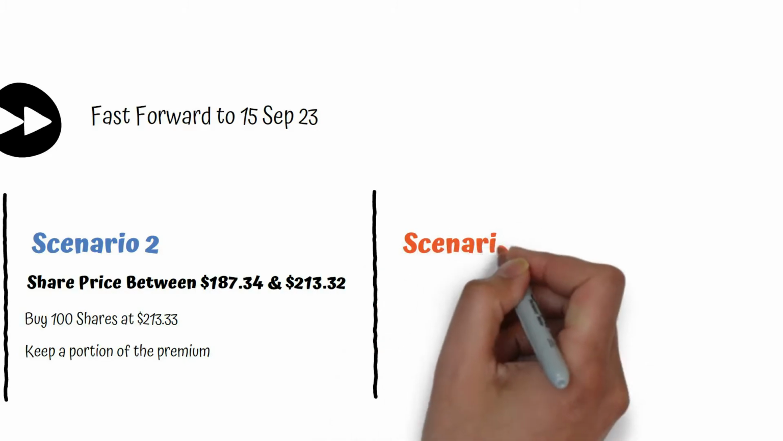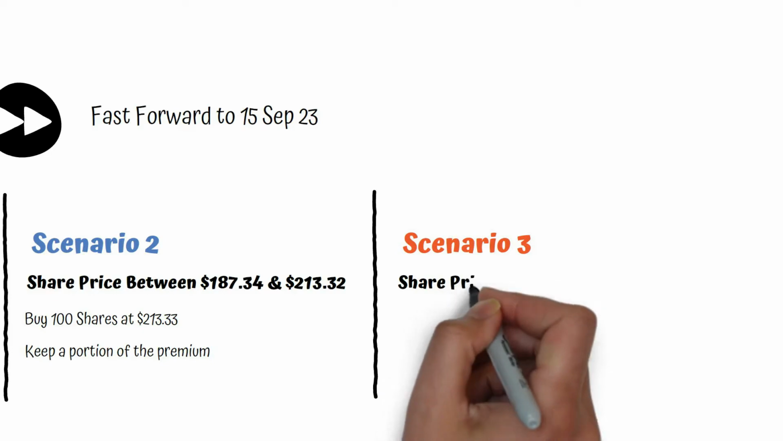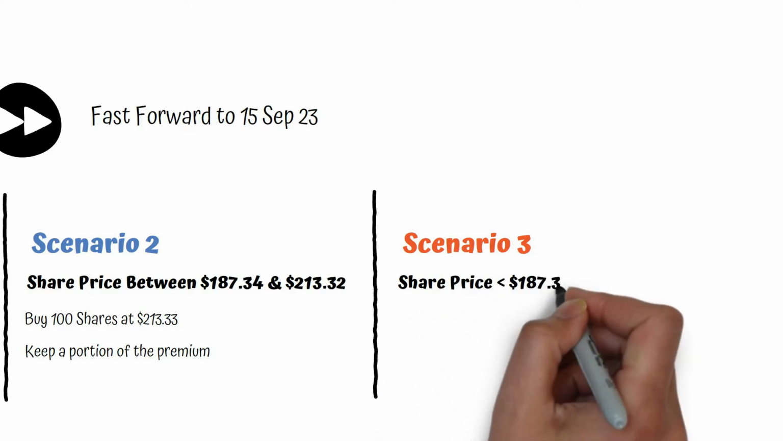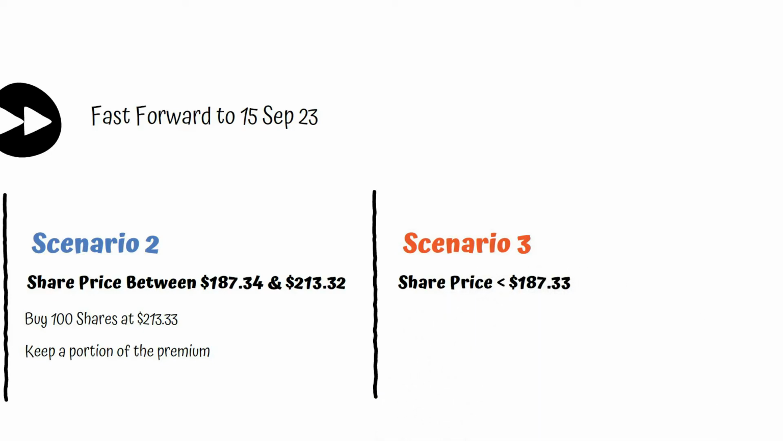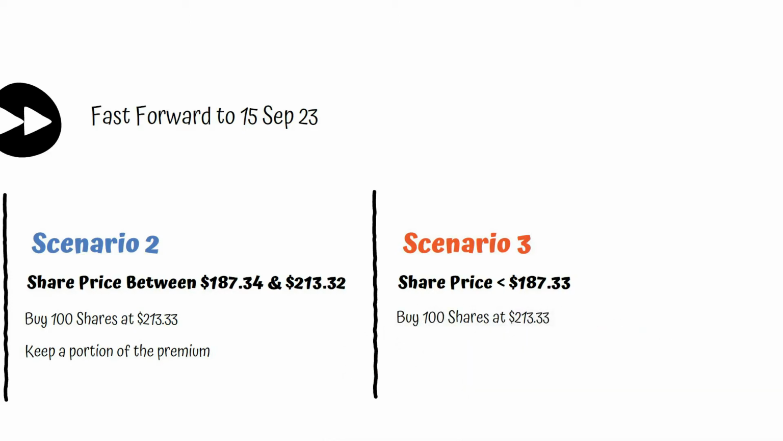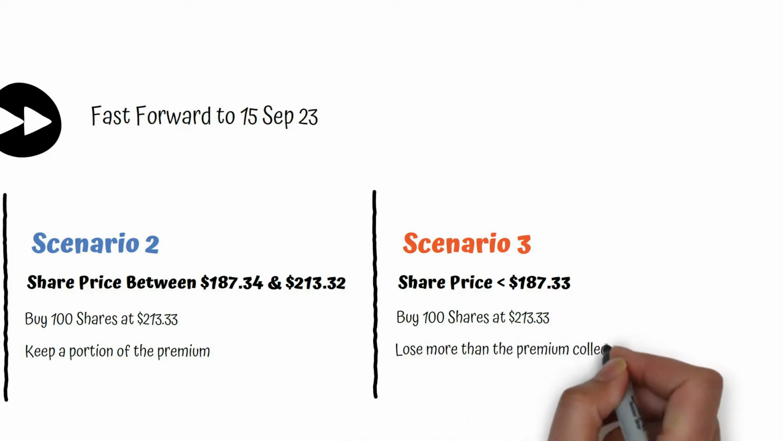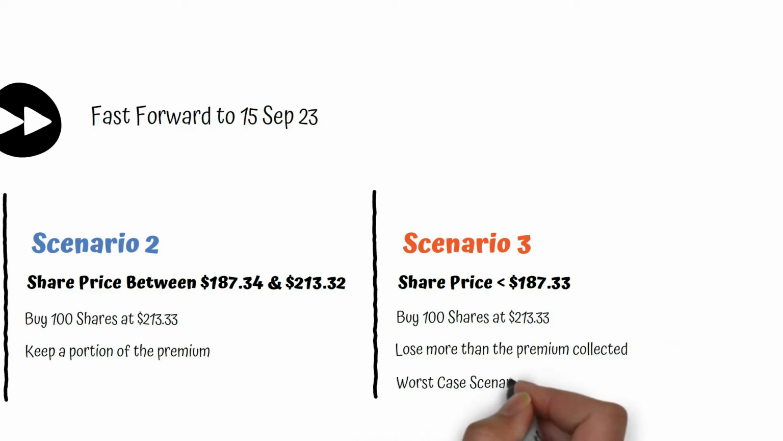Scenario 3. Price at expiry date is less than the strike price minus the premium, i.e., if Tesla's share price is less than $187.33, we will be forced to buy 100 Tesla shares at $213.33 from the buyer, and if we sell the shares in the open market, we will lose more than the premium we collected. This is the worst case scenario, and we should try to minimize this possibility.